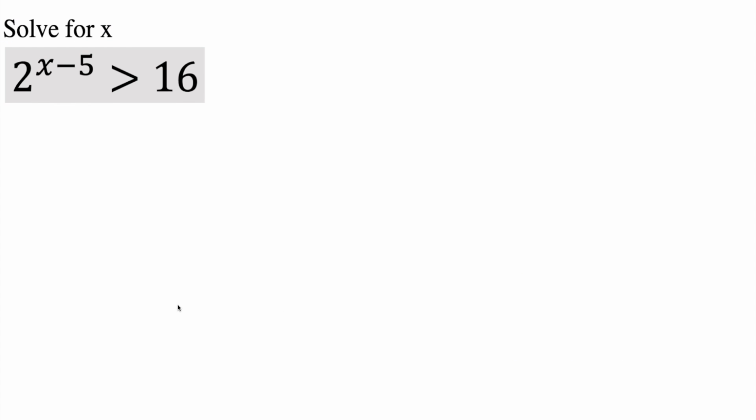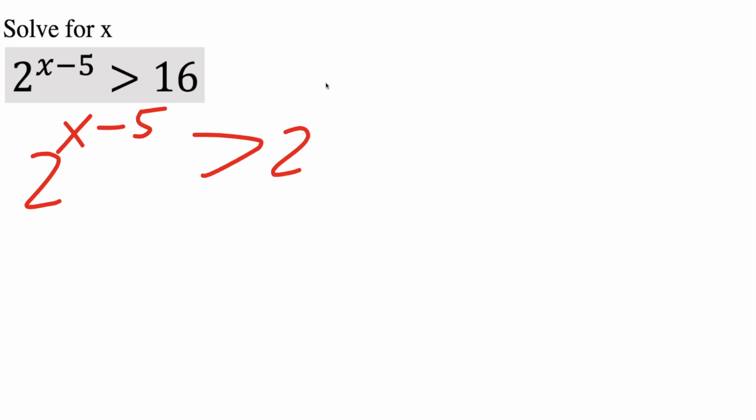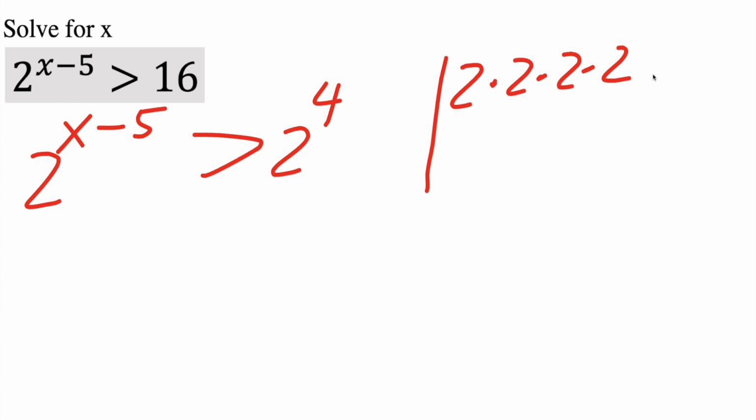So this is the first one, and the way we're going to do this is make the base the same first. So this base is 2, this is 16, but we can change it. So let's write this down. We have 2 raised to x minus 5 is greater than, instead of saying 16, you can change it to 2 raised to 4. This is because 2 times 2 is 4, 4 times 2 is 8, 8 times 2 is 16. So now the bases are the same.